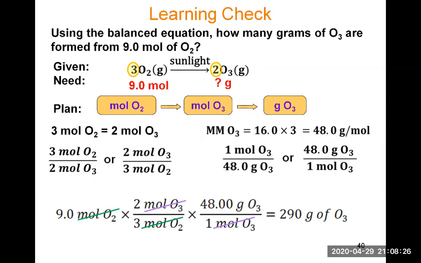However, if you look at the number of sig figs, what is limiting is the given amount again. It has 2 sig figs, 9.0. The 0 here is significant because we see the dot. So 2 sig figs. The 48 grams of O3 here are not limiting. And again, the 2 moles, 3 moles, or 1 moles are exact numbers.